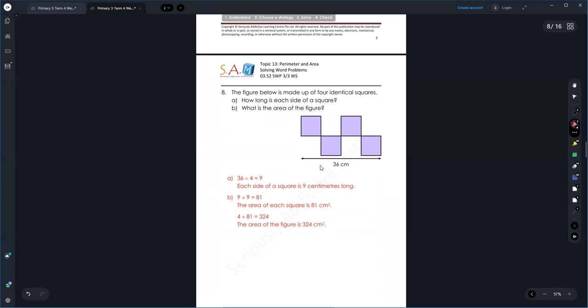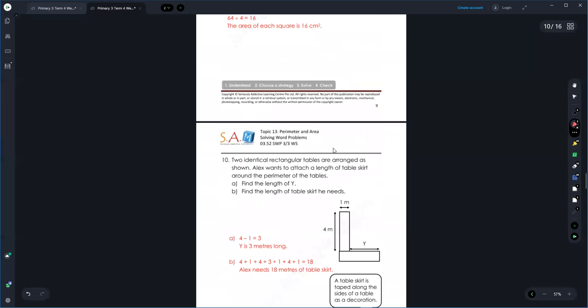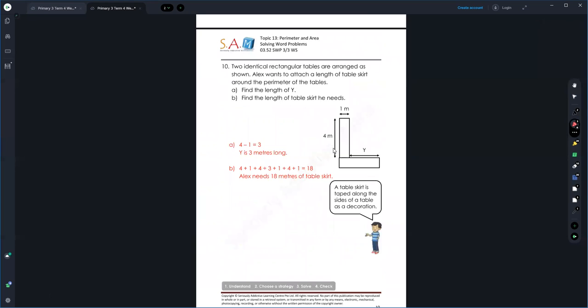And if they have to find the area of the figure, right, what they can do is just find the area of 1 square, then multiply by 4. Okay, it's quite easy. And then perhaps do question 10 with them.